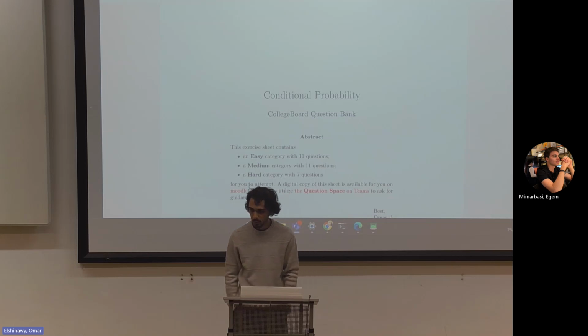And we're going to talk about two skills. First one is conditional probability. The second one is inference, for example, statistics. We'll spend most of the time on conditional probability.